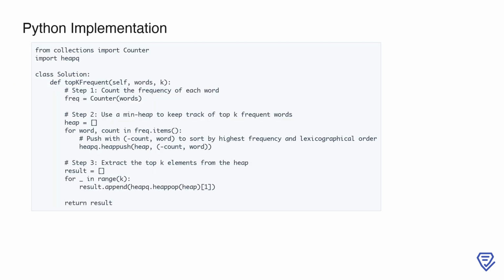This implementation solves LeetCode problem number 692, top k frequent words, using Python. The goal is to find the k most frequent words from an input list, prioritizing lexicographical order when frequencies are tied.